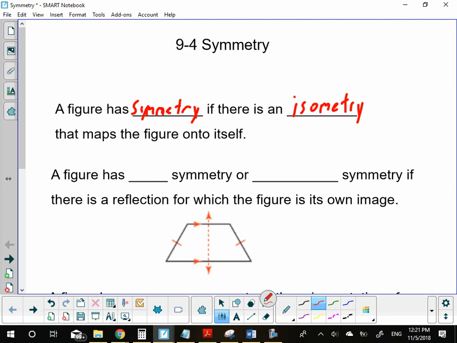So we'll start off with line symmetry. That's what you're most used to. A figure has line symmetry, or another word for line symmetry would be reflectional symmetry. That's if there's a reflection over the figure's own image. You draw a line that splits it into two equal halves, you fold it over and it's perfect. Here I have a parallelogram. If I split it in half, I'll fold this piece over and it fits perfectly onto the other piece.